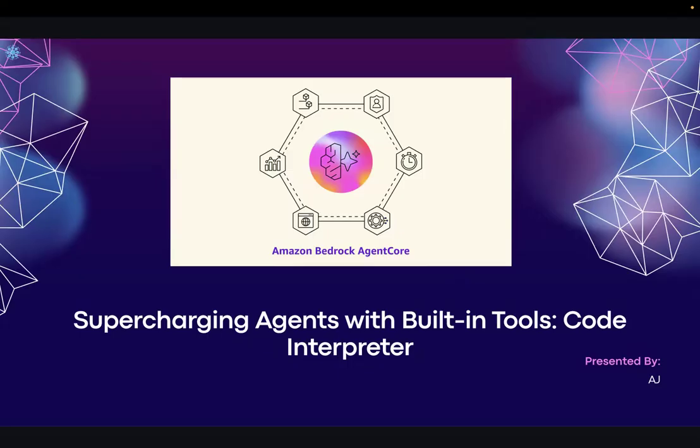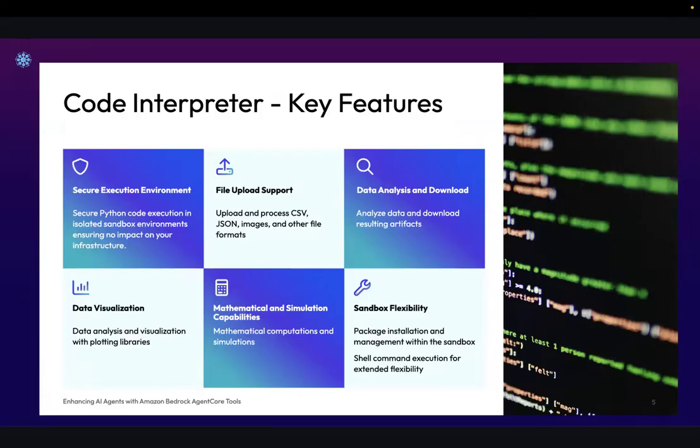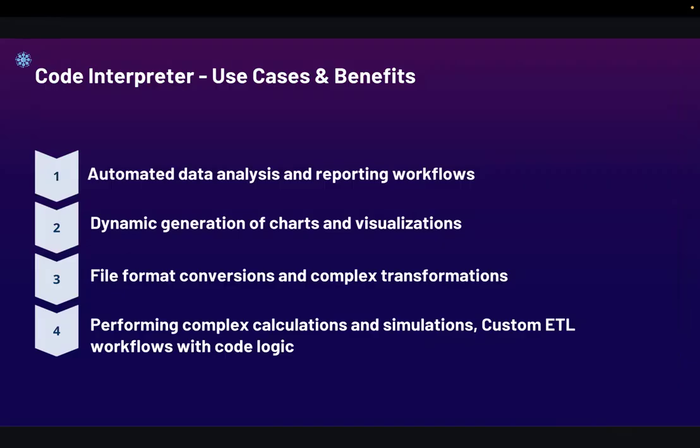This is about AgentCore. This is the fourth session of the series: how to use a code interpreter. What are the features we have in a code interpreter? When you are running via AgentCore, the code interpreter creates an isolated, secure sandbox environment. You can even manage your packages and everything. Let me first understand why we need it. You can automate your data analysis and reporting workflow.